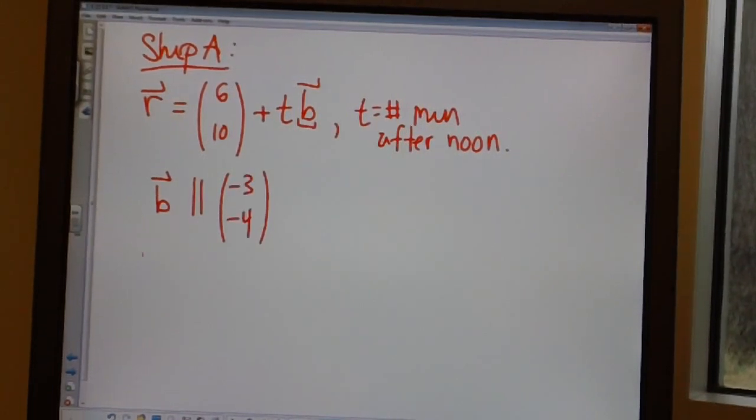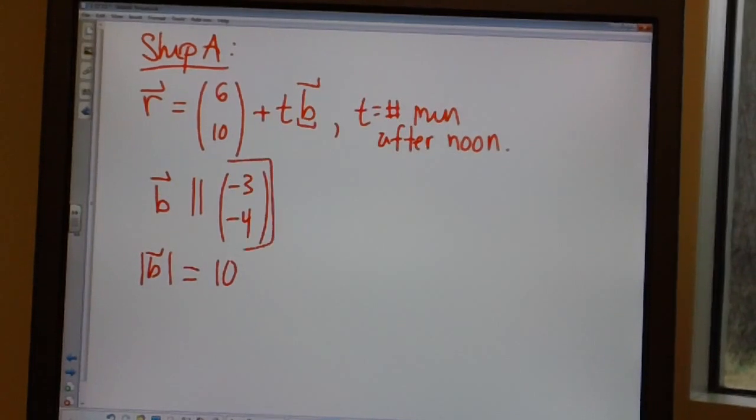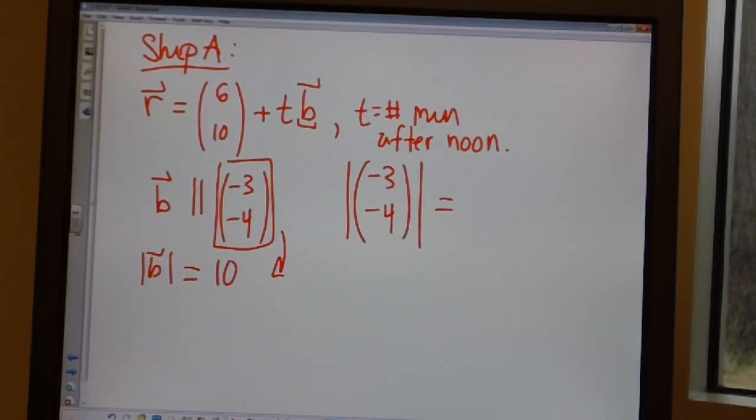And I also know that the speed of ship A is 10 kilometers per hour. So the magnitude of the velocity vector is 10 kilometers per hour. So I need to find the magnitude of the direction vector, and then I need to scale it so its magnitude is equal to 10. So the magnitude of this vector is going to be 5, right? Because this is a 3, 4, 5 right triangle.